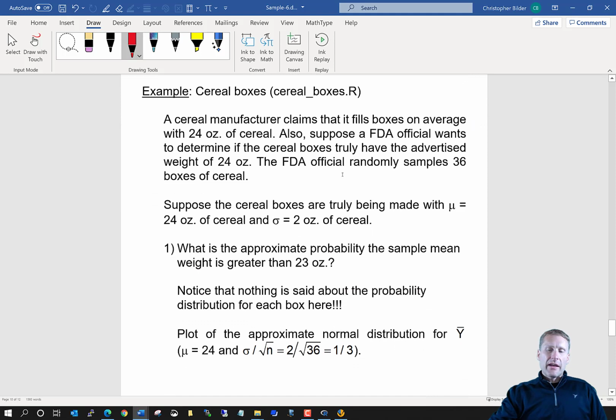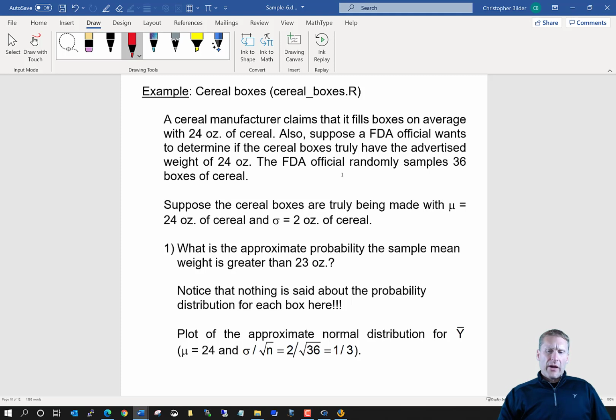Okay, so let's take a look at another example. We've done a lot of examples already with the normal distribution as well, so finding probabilities associated with the normal distribution here should be quite simple. But I still want to go through one example like this. And this deals with what I call cereal boxes, or the example is called cereal boxes.